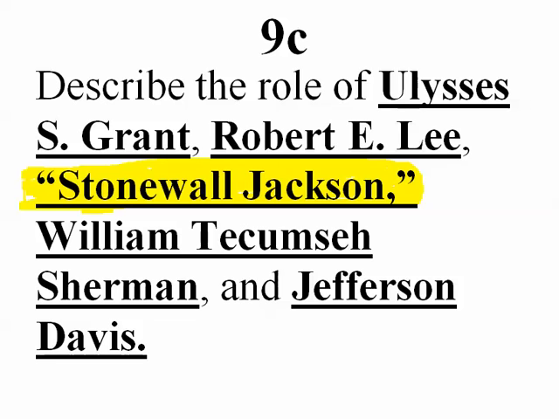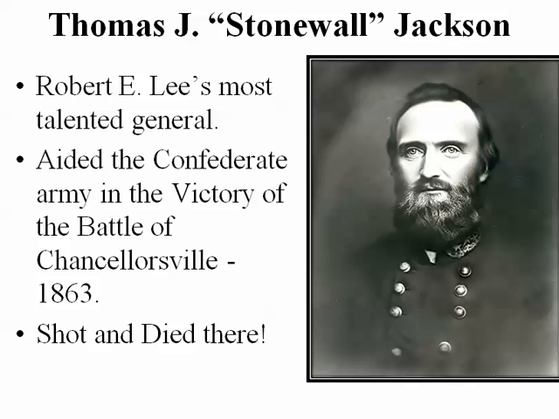Stonewall Jackson. This is Thomas James Stonewall Jackson. They call him Stonewall Jackson because at Battle of Bull Run he was sitting on a horse, and they said he looked like a stone wall standing there. He was Robert E. Lee's most talented general. He's going to be a Southern general, and he aided the Confederate army at the victory at the Battle of Chancellorsville in 1863. There he was shot and killed in friendly fire, and he died there.